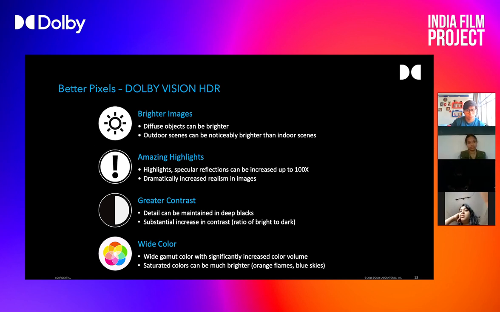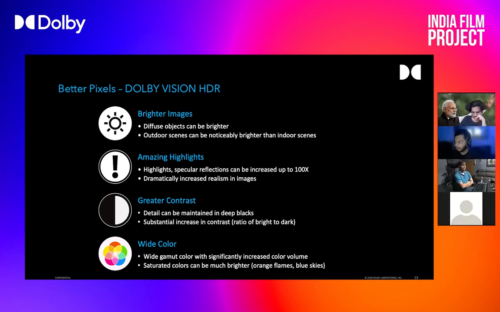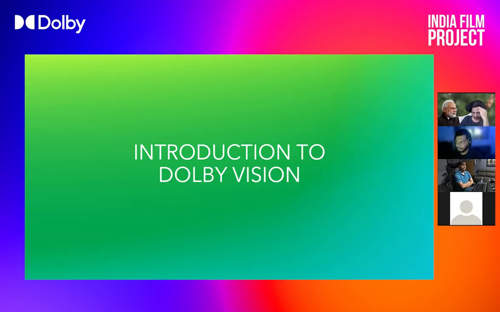And obviously, as a result of deeper blacks and brighter whites, we have a greater contrast. And a side effect of that is your images start looking even sharper than you would otherwise see them. And obviously, you have many, many more hues, and much more saturated colors that you can experience with Dolby Vision HDR images. So that's the whole objective. And let us quickly see what exactly happens with Dolby Vision.